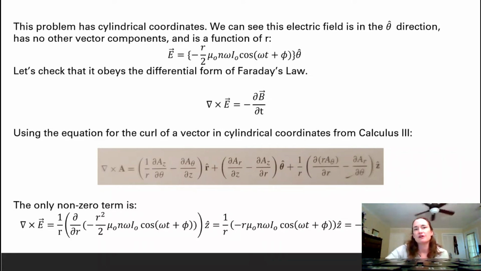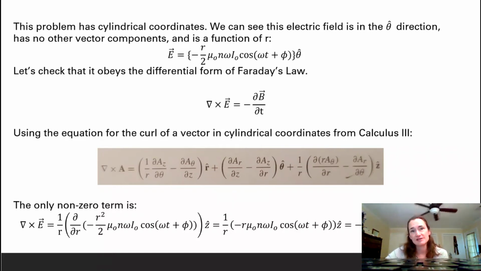The differential form of Faraday's law is del cross E, the curl of E, is equal to minus partial B with respect to t. Okay? All right, we got to go back to our Calc 3 again. From Calc 3, if you have a vector field A and you want to take the curl of it, it's defined in this way. I didn't want to type all that into Microsoft's equation editor, so I actually took a picture of what the curl of a vector in cylindrical coordinates is from Calc 3. There it is for you, okay?